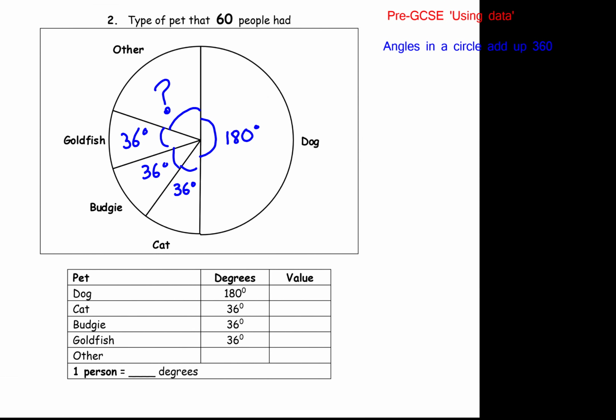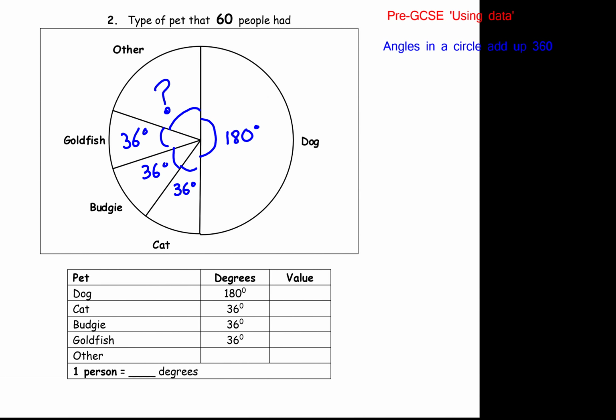Welcome back. I hope you didn't have any trouble with it. So let's have a look at what we're going to do. We have 60 pets, and this table has marked out our angles. So we have 180 degrees is a dog, 36 a cat, etc. So here are my degrees. I want to express these degrees as a value out of 60 pets. So exactly the same as we did in the other one.